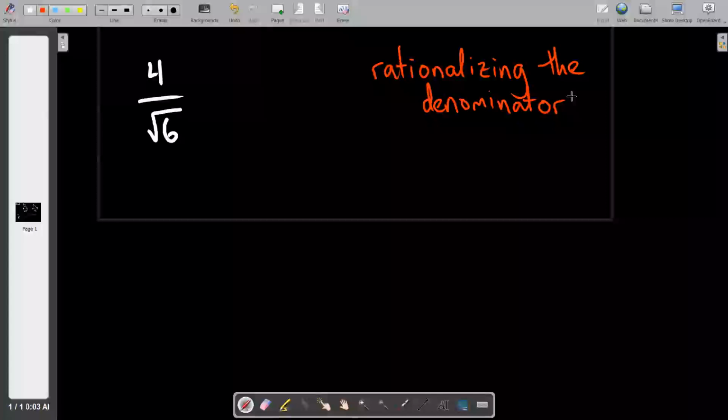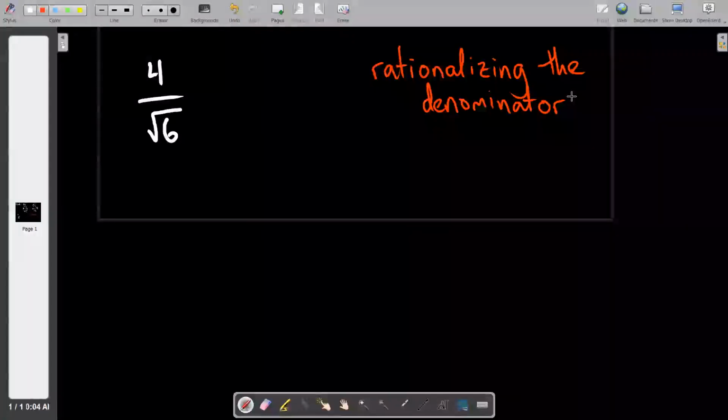But this is a skill you should possess. All college math teachers would assume you know how to do this. So here's what the words mean. The term to rationalize is to make something rational.